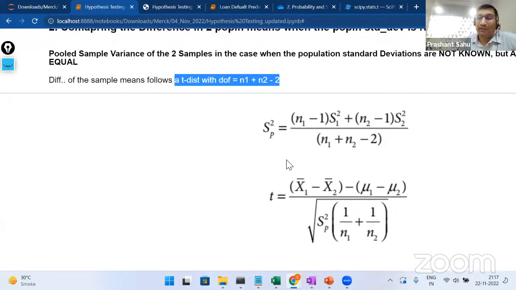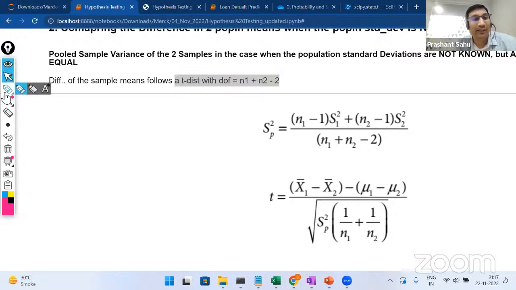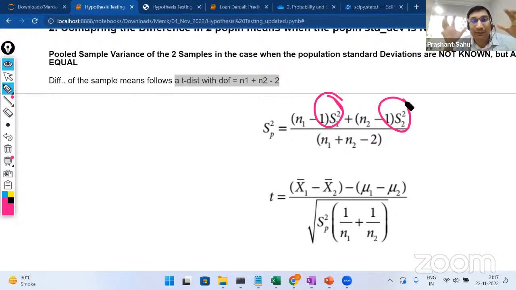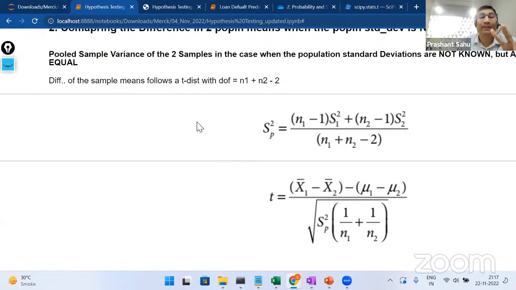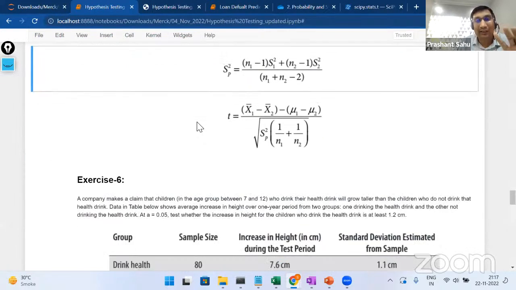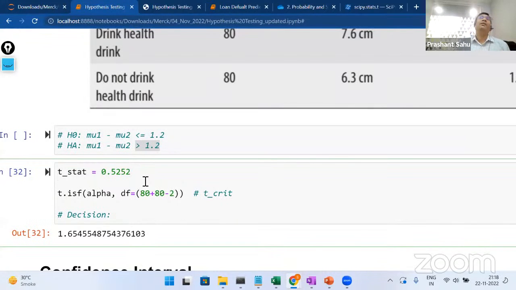Why minus 2? Because there are not just two groups. From each group, we are estimating one parameter, the variance. The sample variances are being estimated from each of the two groups, so these are the two parameters being estimated. Is that clear, everyone? Two parameters you are estimating from your two samples, and that is why it is N1 plus N2 minus 2. Ideally, the degree of freedom will be equal to the number of data points, but it will keep reducing as you extract more parameters from the same sample.